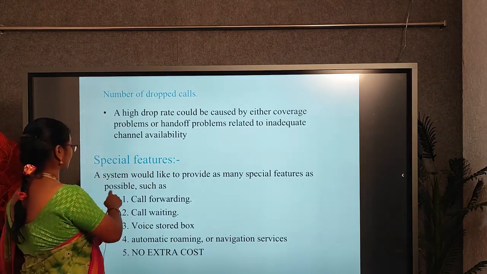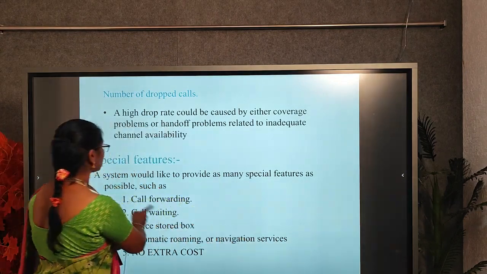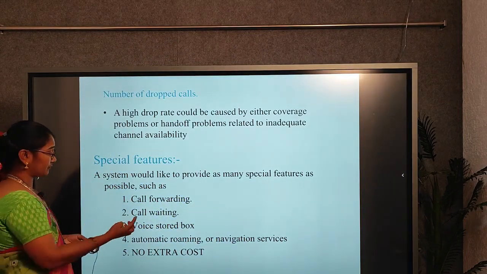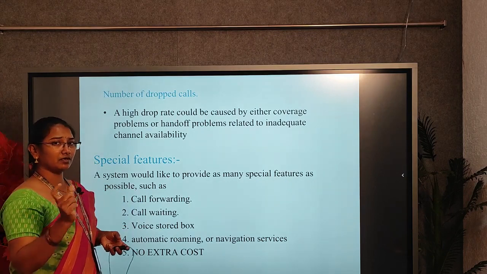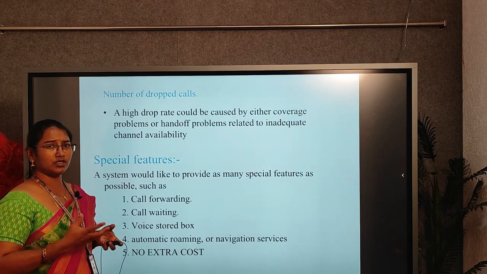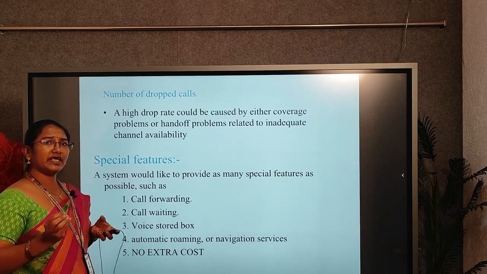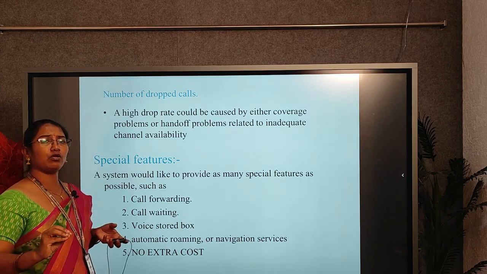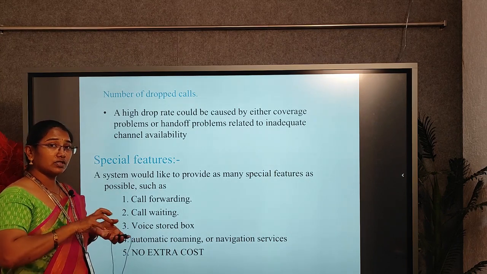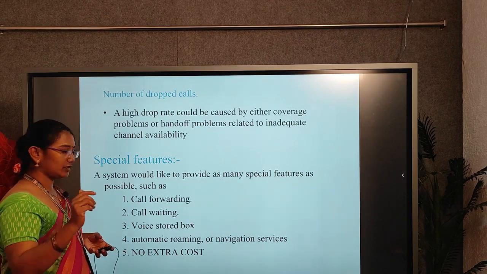Special features. A system would like to provide as many special features as possible. See here, call forwarding. Some numbers will be added as call forwarding. Suppose my number is not possible to reach, not in the coverage area, I can make my second number, or my parents' number, or my husband's number as the forwarding number. So the communication will be done.